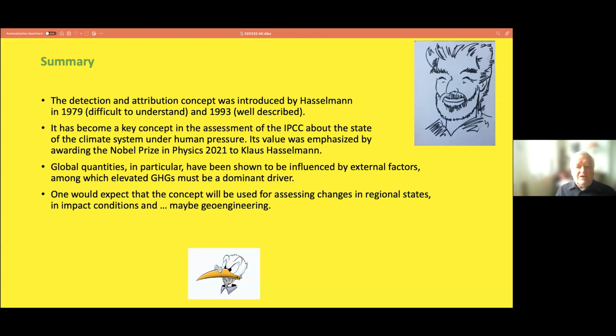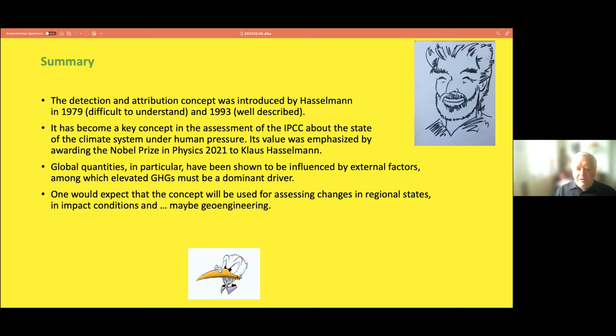Now, to sum all this up, the detection and attribution concept was introduced by Hasselmann in 1979 and 1993. It has become a key concept in the assessment of the IPCC about the state of the climate system under human pressure. And its value was emphasized by awarding the Nobel Prize in Physics to this gentleman. Global quantities, in particular, have been shown to be influenced by external factors, among which elevated greenhouse gases must be a dominant driver.